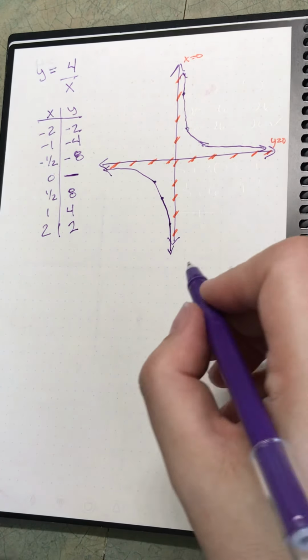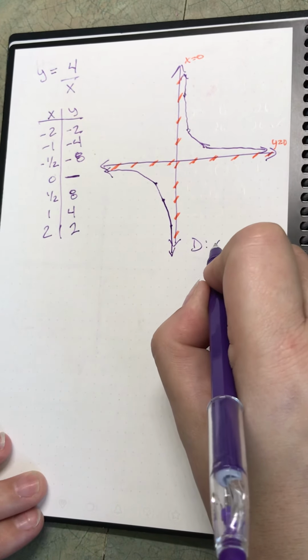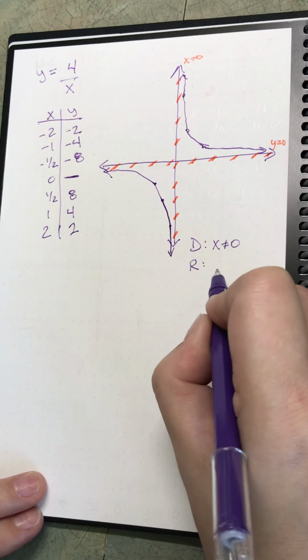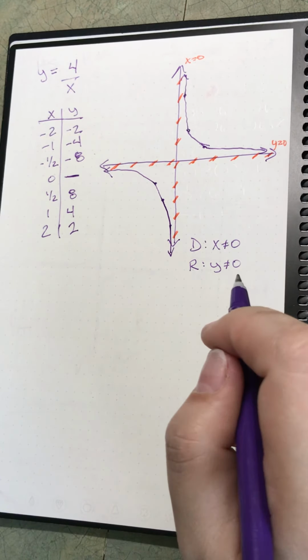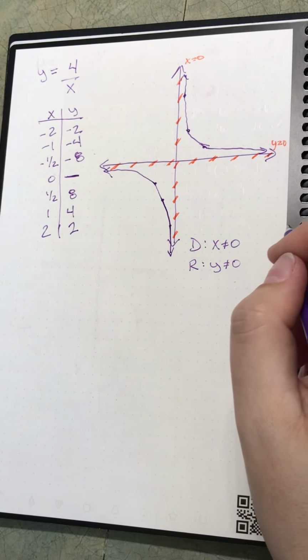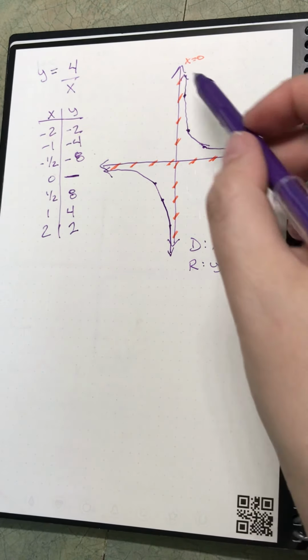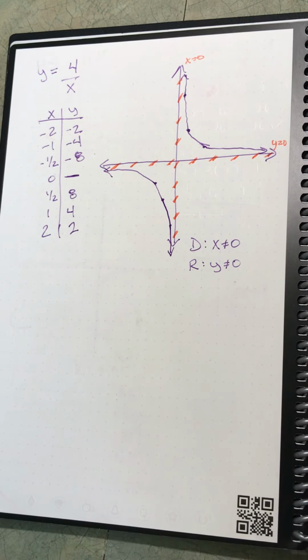Okay, so again, my domain, all real numbers except 0, so x is not equal to 0. My range, all real numbers except 0, so y is not equal to 0. We have our asymptotes labeled. We can see generally the shape of it.